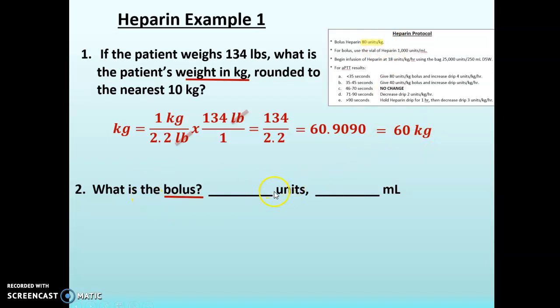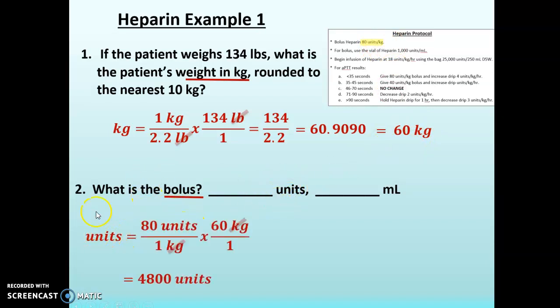So the desired answer here is units, which means I'm going to stack the 80 units on top because that's my desired answer. And I'm just getting that from the protocol up there. 80 units per 1 kilogram. Now I put a kilogram at the bottom, so that means I need kilogram at the top over here so that they can cancel. So that should work out to give us 4,800 units. So we'll fill that in up there in that blank.